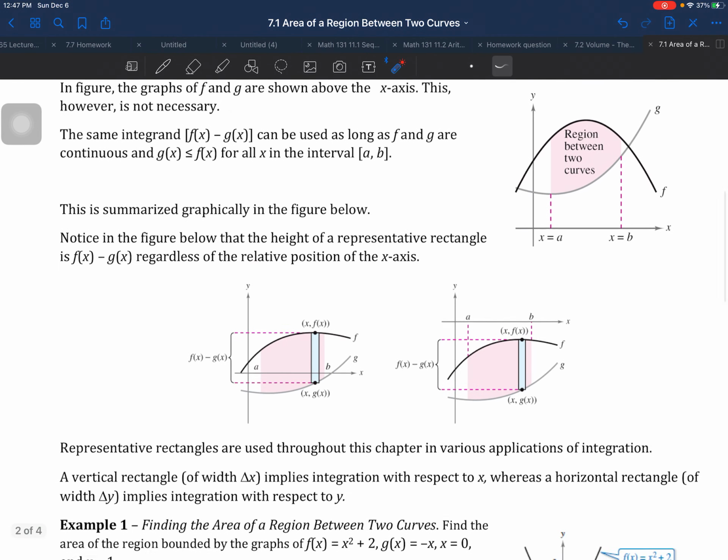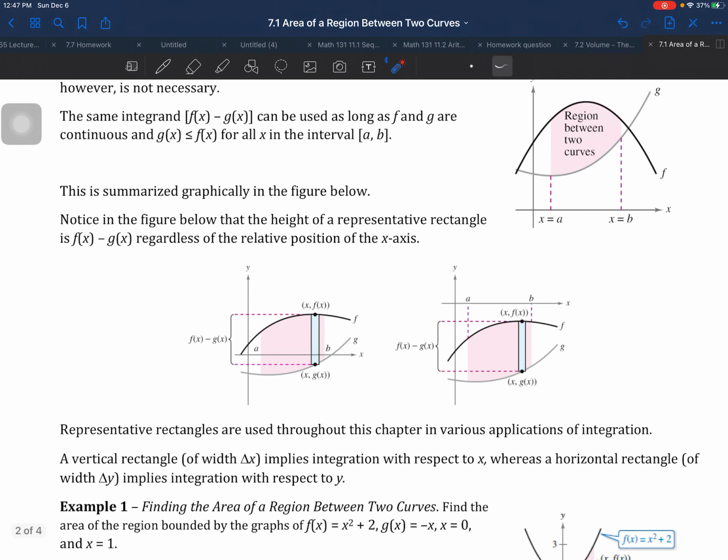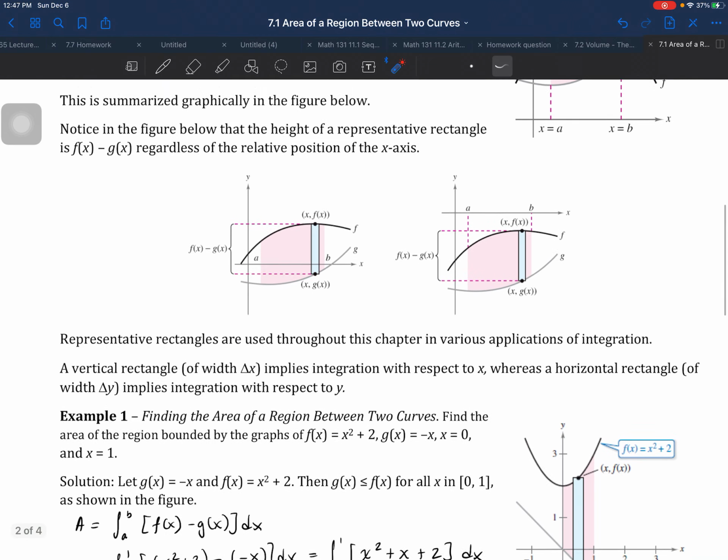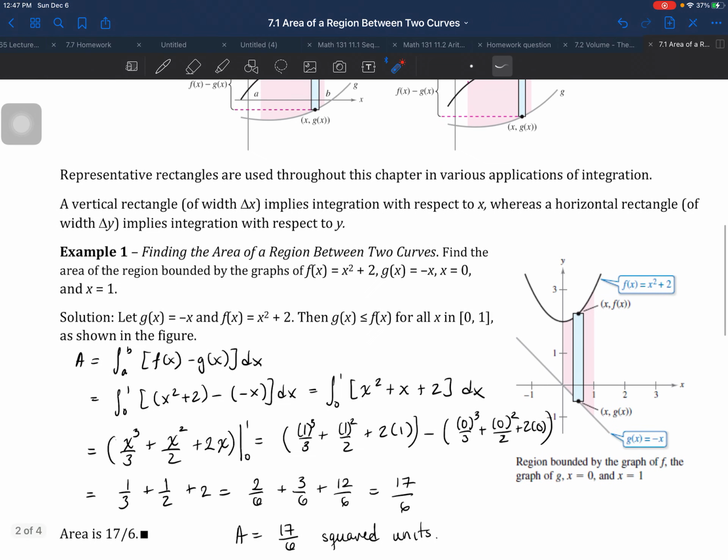And that concept follows the same idea that we're making infinite rectangles, right? The height of this rectangle is described by the difference between f and g. That gives you the height of it. You already know how to get the width. That will be equal to delta x. So it just follows the same concept as before, right? It's very consistent. So let's try an example here.